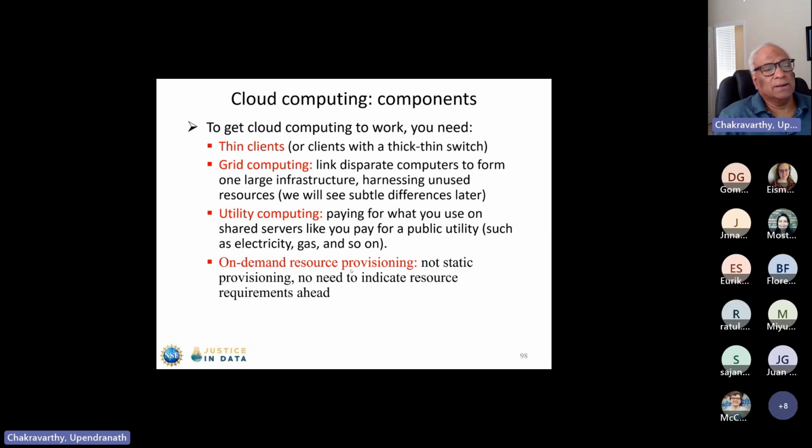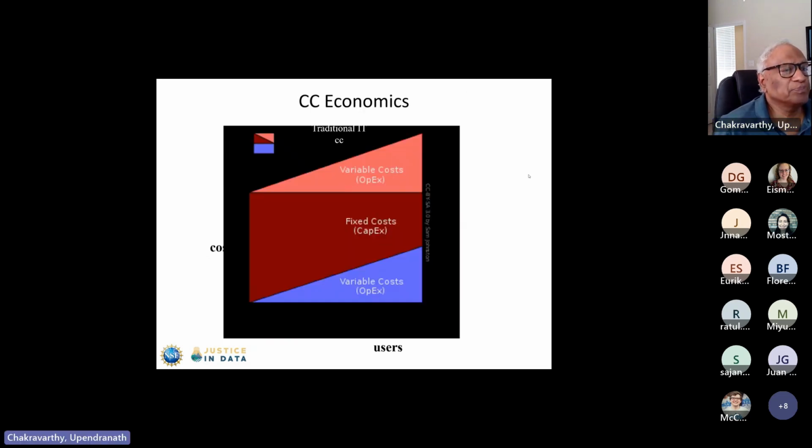On-demand resource provisioning, not static provisioning, no need to indicate. So this is what we are seeing today, and I only think why this has not yet happened for internet is maybe due to various political and other things, but internet could be done in the same way. You just have internet by default and then pay according to the usage.